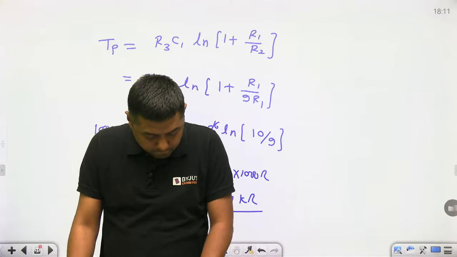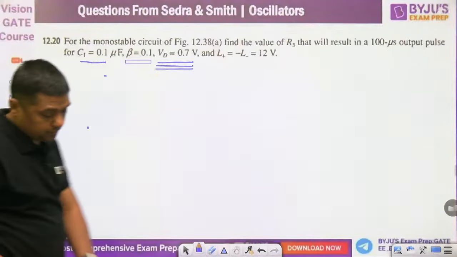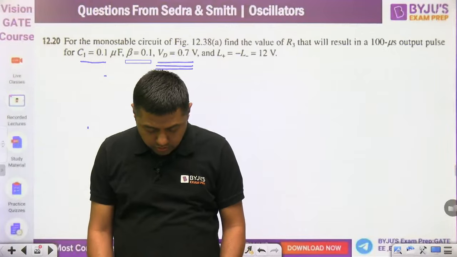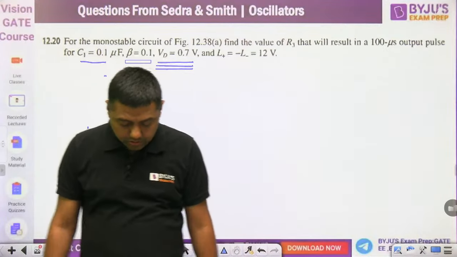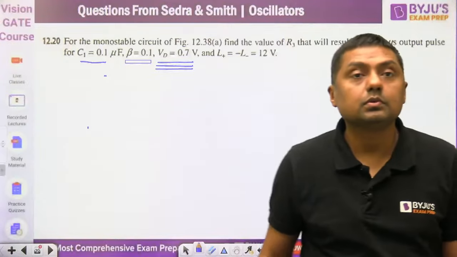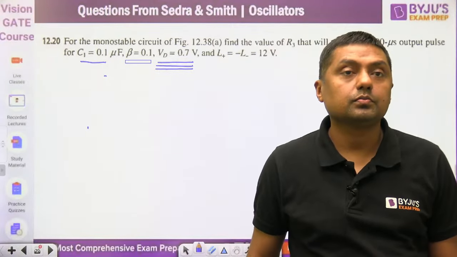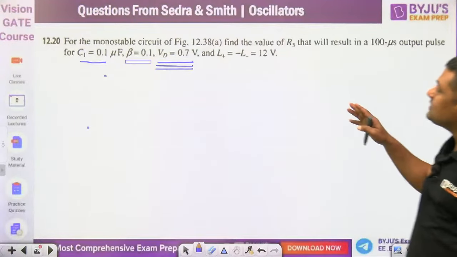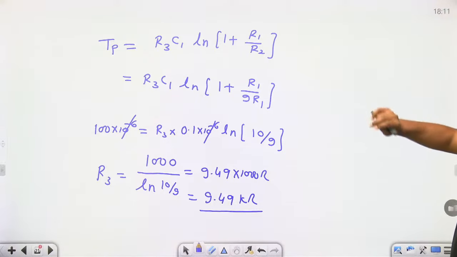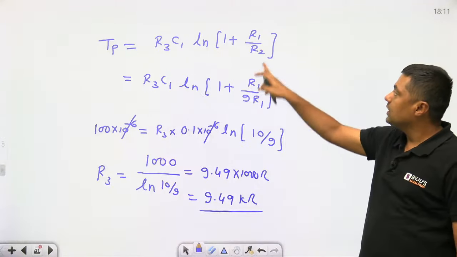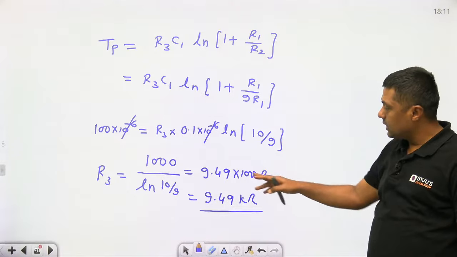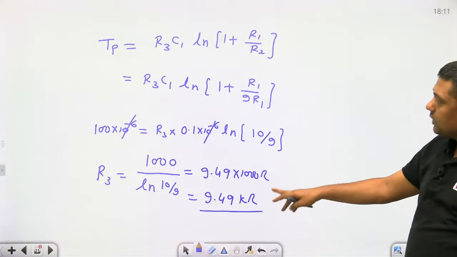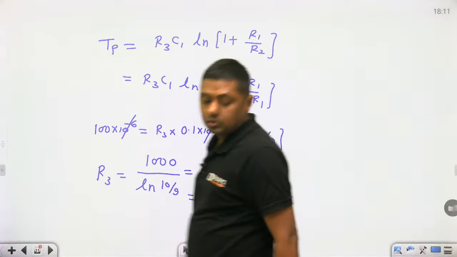Okay. And that is question number 12.20. Now, this is the value we are getting. But if the diode is not ideal, what then? This is the standard answer I'm giving you. R1 and R2, we are finding the value of R1 and R2, lower resistance upon upper resistance. The lower one, and the upper one is 9 times R1, and we are finding 9 plus 1, that is 10, upon 10 by 9, it is also correct. And then we are finding the value. Please check my calculator. It is correct. First of all, give me this. Is it correct? 9.49 kilo ohm.